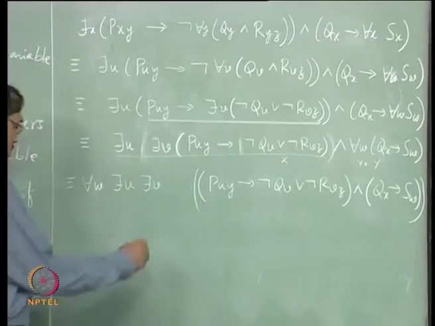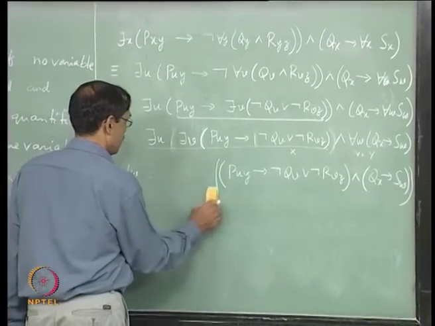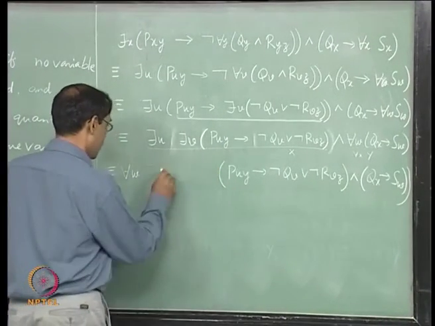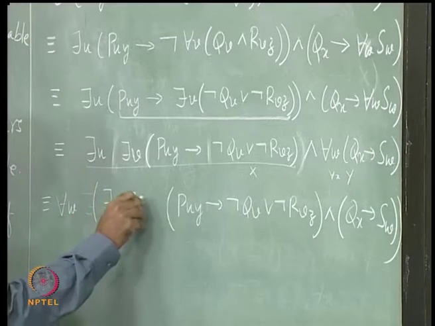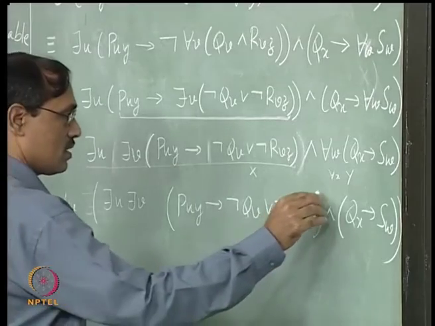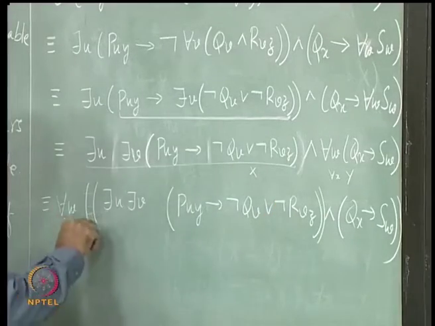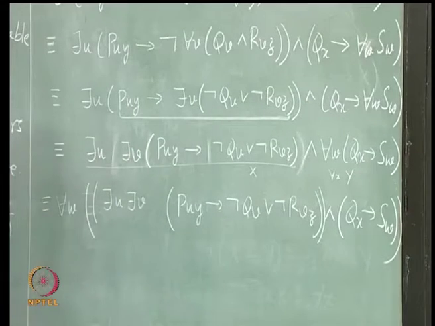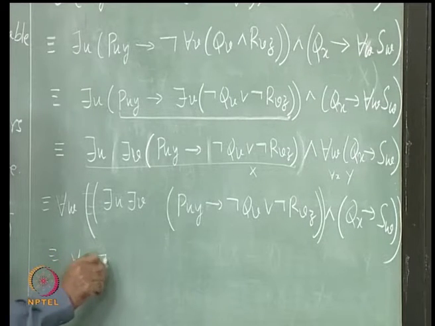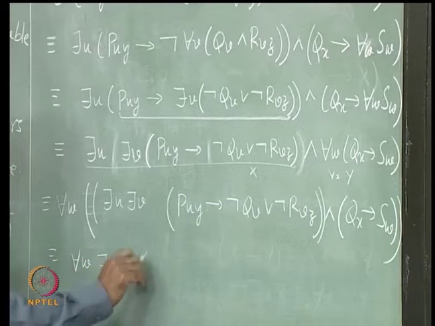Right. So, first step will be what? If you apply that blindly, it will come to this. ∃u, ∃v, like this, and this, right? It will come to this. Again, you have to pull it. Right? So, it will come to ∀w, ∃u, ∃v, like this.